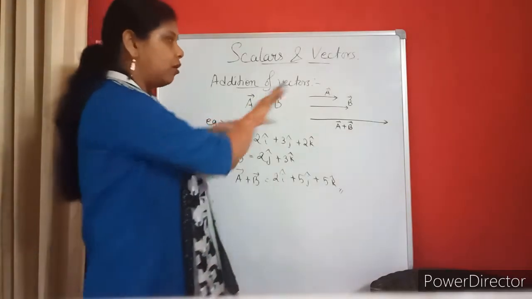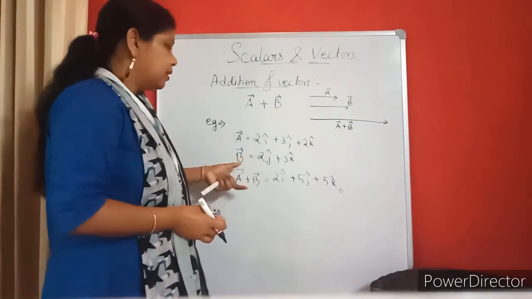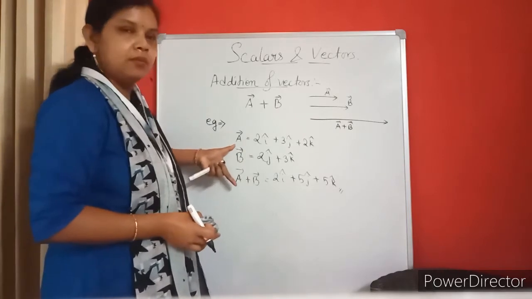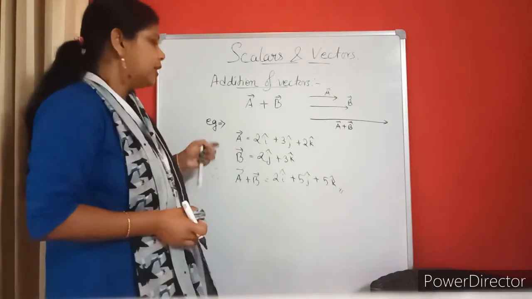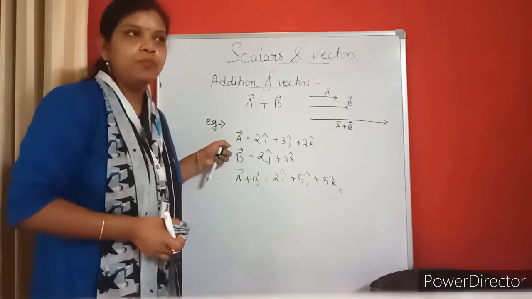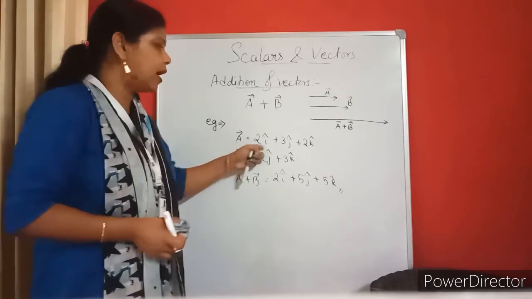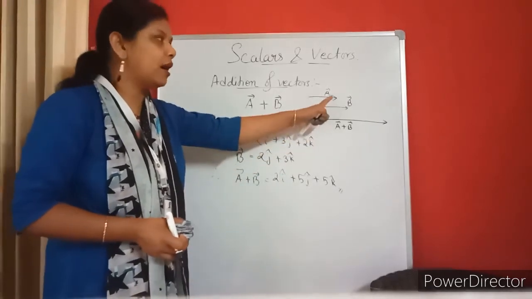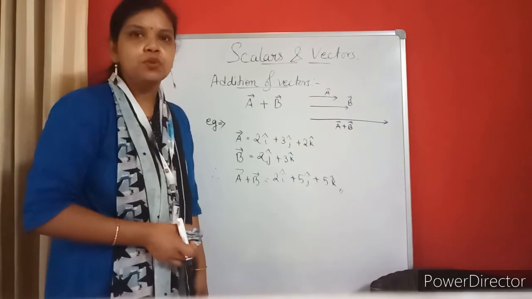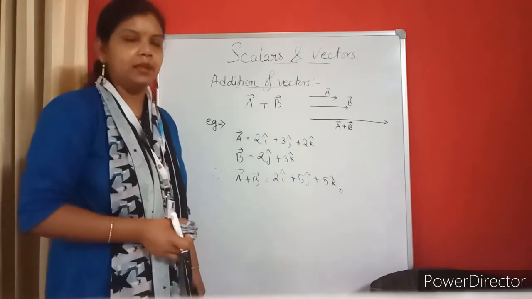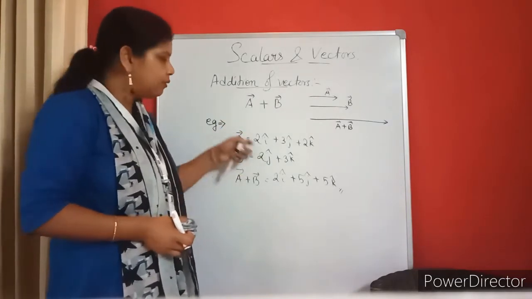Both are acting along the same line. But see, I have not taught you this yet. You should understand that if I want to represent a vector with 3 directions, I have to write i, j, k. I cannot write only A vector is equal to, suppose this is along east or west or like that. So I have to write i, j, k. So I have represented it like this.